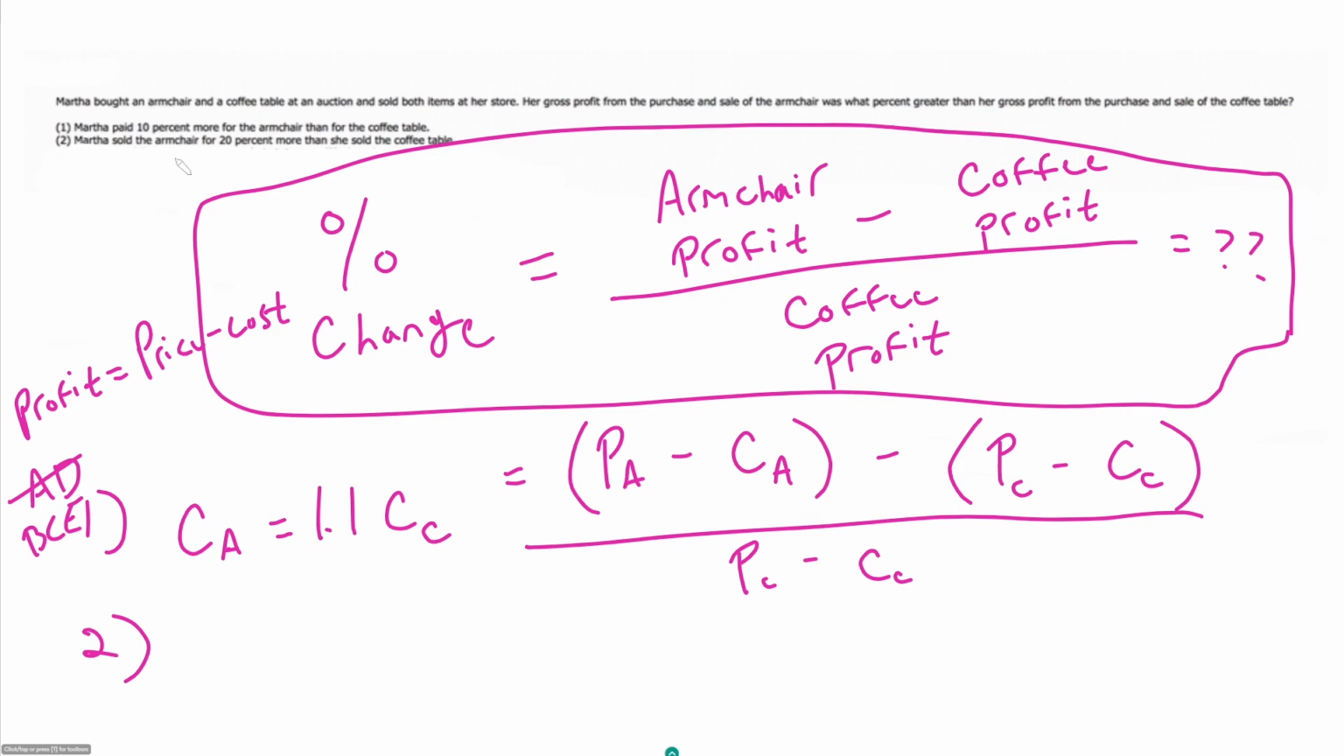And Martha sold the armchair for 20% more than she sold the coffee table. So now this is telling us something about the price. So this is telling us that the price of the armchair is 20% more than the price of the coffee table. Same thing, though, as in statement one. This doesn't tell us anything about the cost of the armchair and the coffee table. And therefore, by itself, this is insufficient.